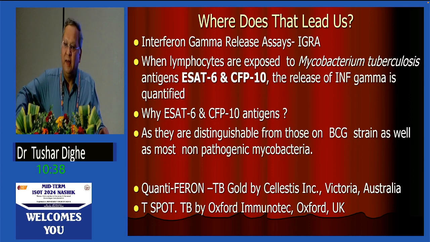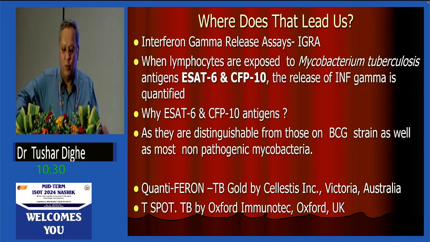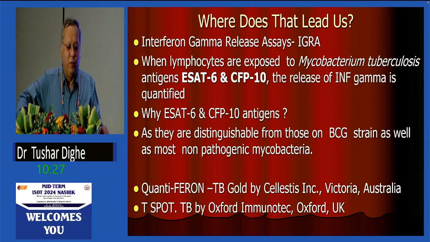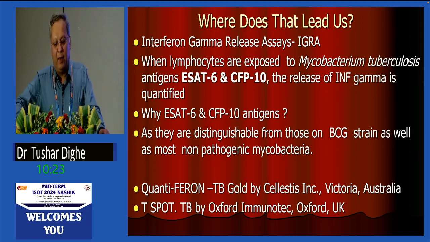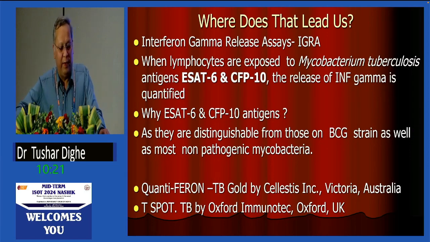So what does that lead us to? It leads to interferon gamma release assays. So what is an interferon gamma release assay? When lymphocytes are exposed to the Mycobacterium tuberculosis antigens ESAT-6 and CFP-10, interferon gamma is released and quantified. Why are these two antigens chosen? Because they are distinguishable from the BCG strain as well as from most non-pathogenic bacteria.